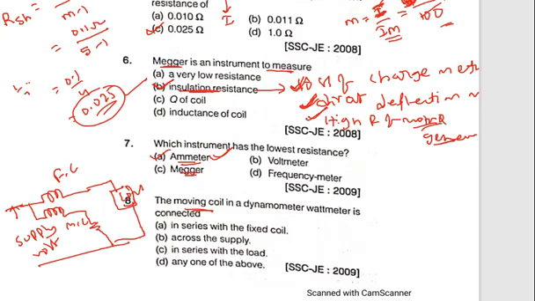The moving coil in a dynamometer type wattmeter is connected across the supply. This is the moving coil, no? This total portion is the moving coil. This is connected across the supply. Very, very important. If they ask about the fixed coil, it is in series with the load. Fixed coil is in series with the load, and the moving coil is connected across the supply.